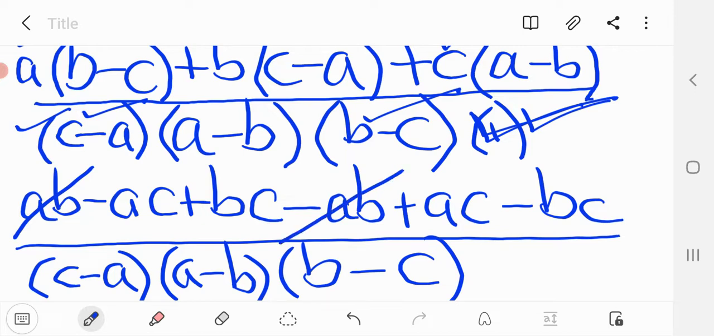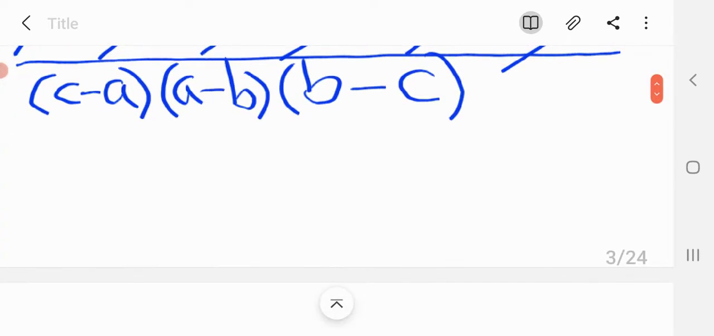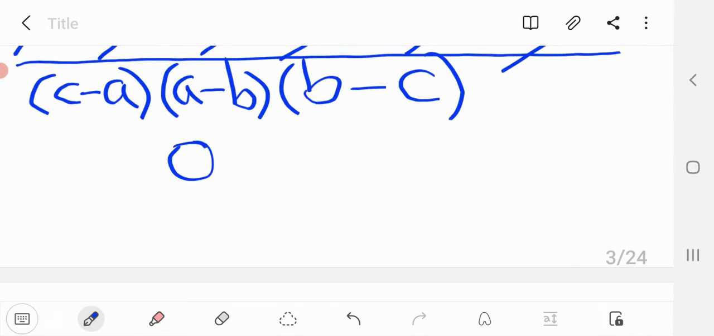a into c, that is minus, and a into c, that is plus, will be cancelled. b into c, that is plus, and b into c, that is minus. So all the terms are cancelled in the numerator. So in the numerator we have only 0, whereas in the denominator we have some factors. So let me write it: 0 divided by all these.